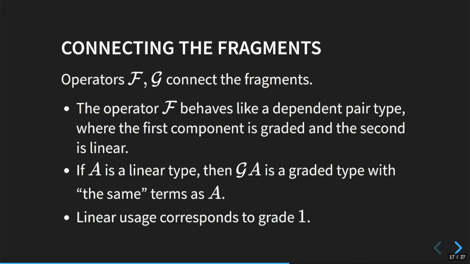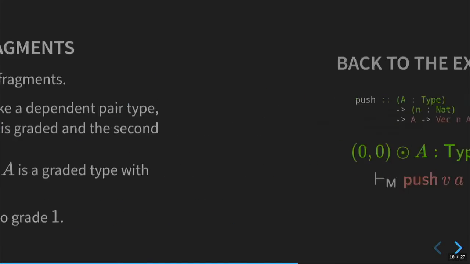So very briefly, we have modal operators that connect these fragments. These are essentially as in Krishnaswami's work, except we have to make things graded in the correct way. So this F operator takes a graded term and makes it into a linear one, and it functions essentially like a dependent pair type, where the first component is graded, the second component is linear, but then the whole pair is also linear. And the other one takes a linear type and produces a graded type. And the terms are, in a good sense, the same, so between A and G of A. And we have a good notion that linear usage corresponds to grade 1.